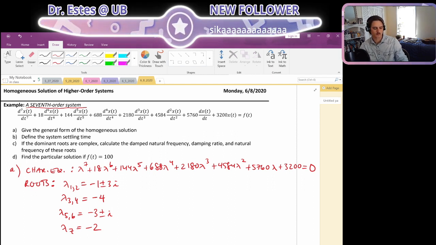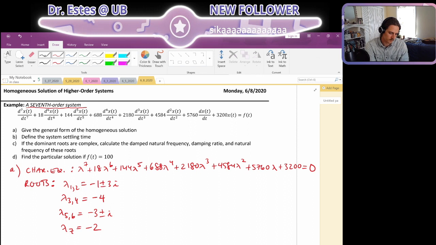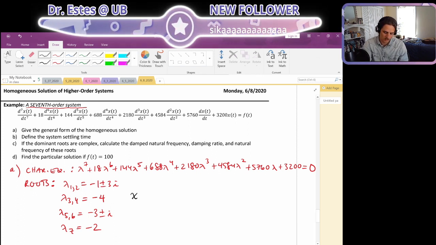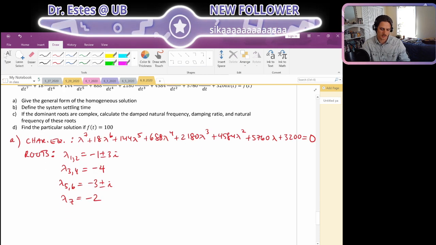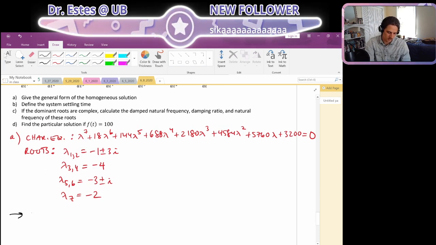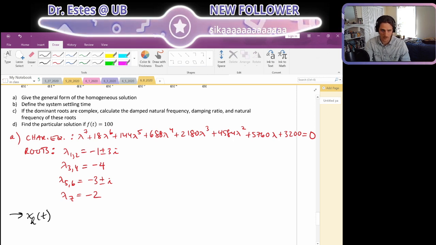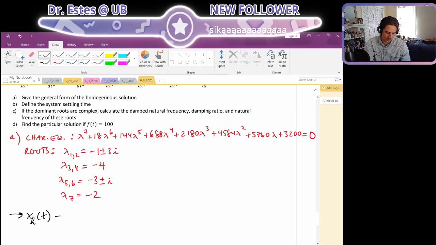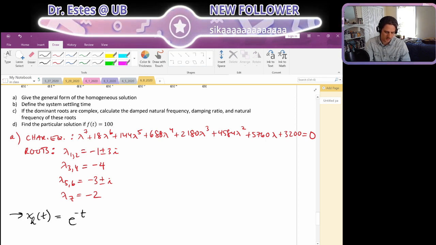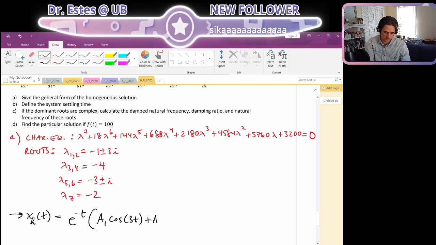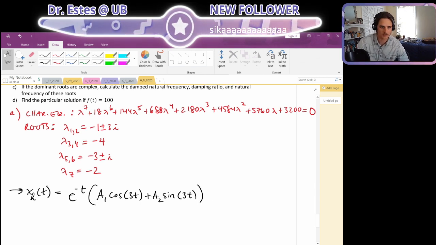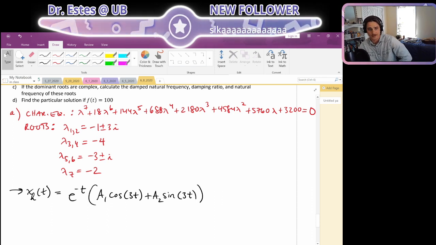All right. Actually, let's write it down here. I'm just going to go through each of these roots. So this is for lambda 1 and 2. All right. Let's do the contribution from lambda 3 and 4.